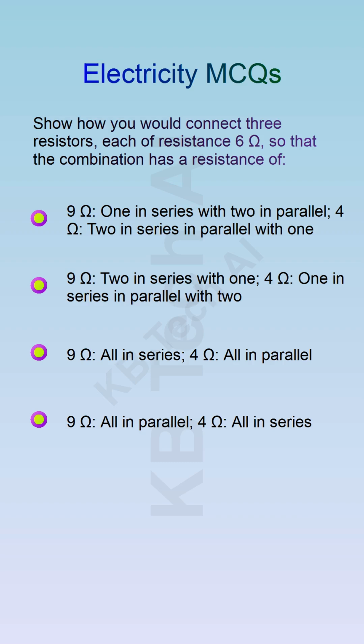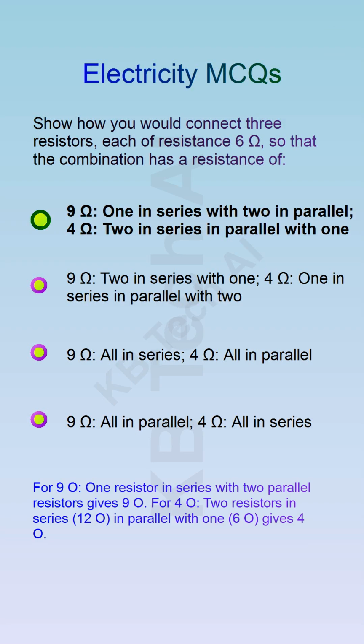Show how you would connect 3 resistors, each of resistance 6 ohms, so that the combination has a resistance of: option 1, 9 ohms, 1 in series with 2 in parallel, 4 ohms, 2 in series in parallel with 1, option 2, 9 ohms, 2 in series with 1, 4 ohms, 1 in series in parallel with 2, option 3, 9 ohms, all in series, 4 ohms, all in parallel, option 4, 9 ohms, all in parallel, 4 ohms, all in series. The answer is option 1, 9 ohms, 1 in series with 2 in parallel, 4 ohms, 2 in series in parallel with 1.